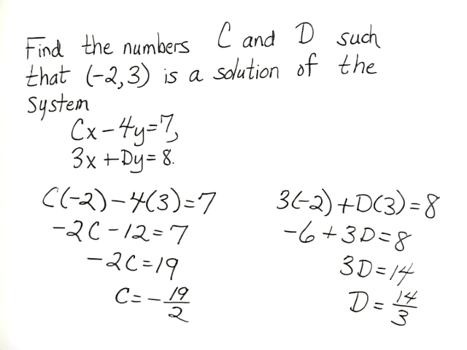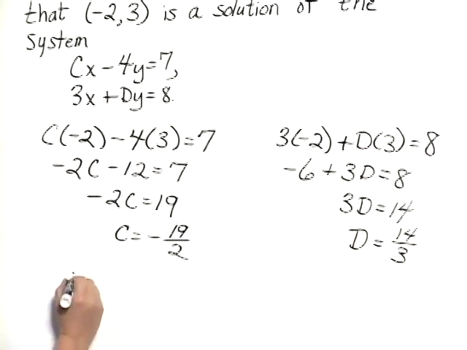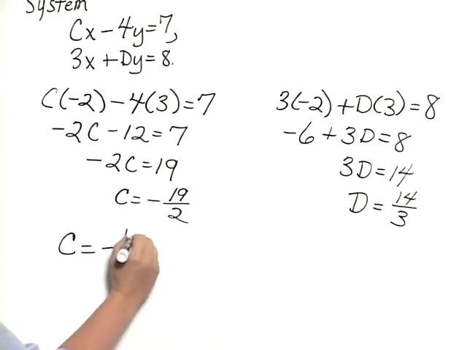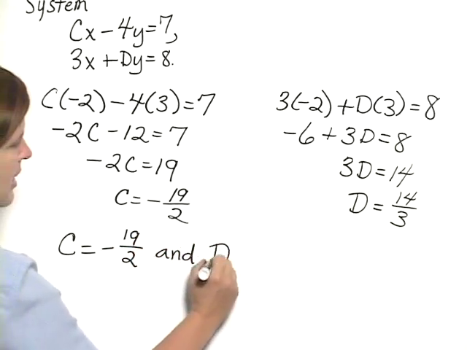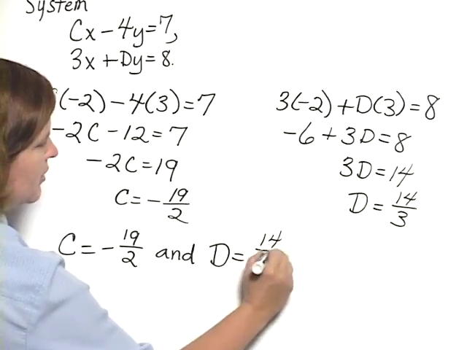And we have found c and d, and the answer would just be that c equals -19/2 and d equals 14/3.